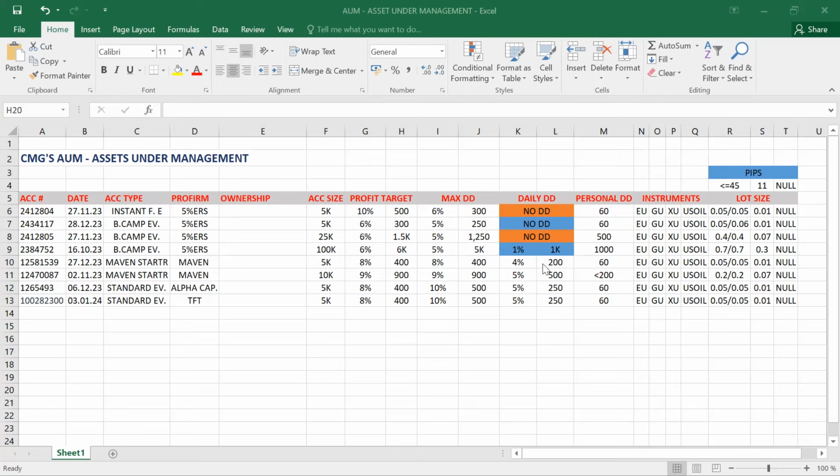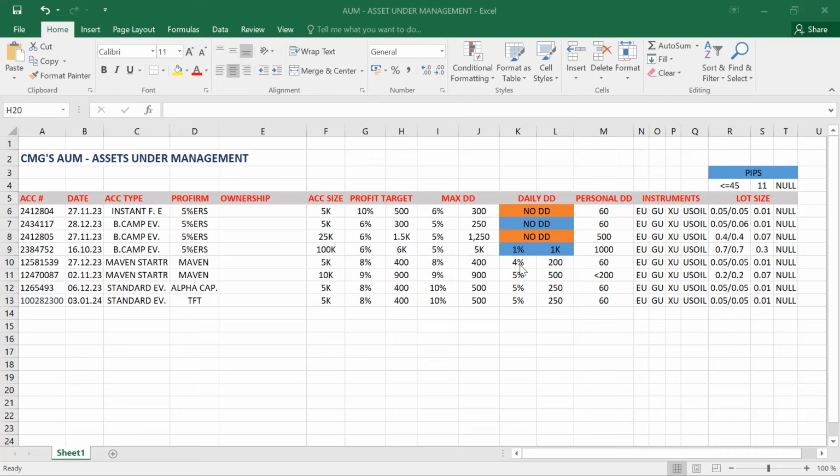Now when it comes to other programs, for example, they will give you a daily drawdown. So if you look here, the profit target is 8%, and then the maximum drawdown is also 8%, yet the daily drawdown is 4%.